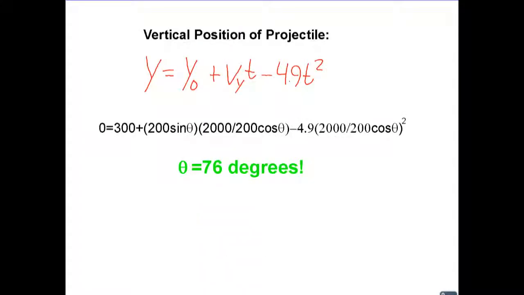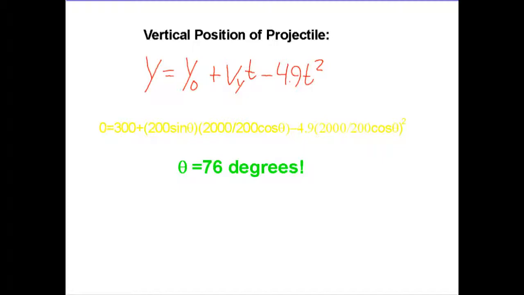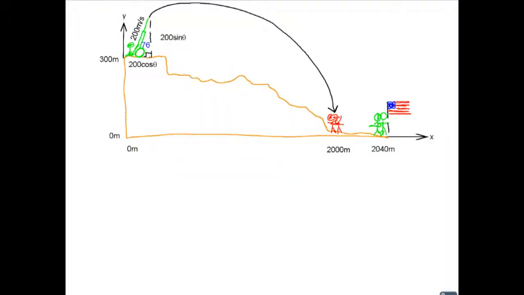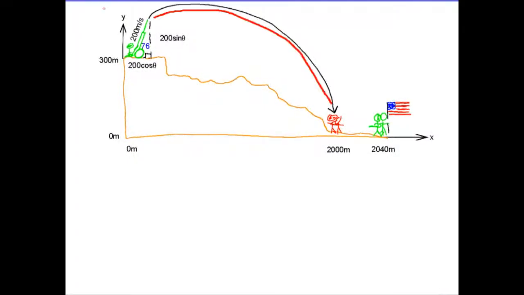Next, he uses the vertical position equation and plugs in the values. I know this is not a very friendly equation, but since we have only one variable, it is solvable. Using a graphing calculator, the lieutenant discovers that he must raise the guns 76 degrees in order to reach their target. After raising the gun 76 degrees, he gives the command, and rains down hell right upon the enemy.